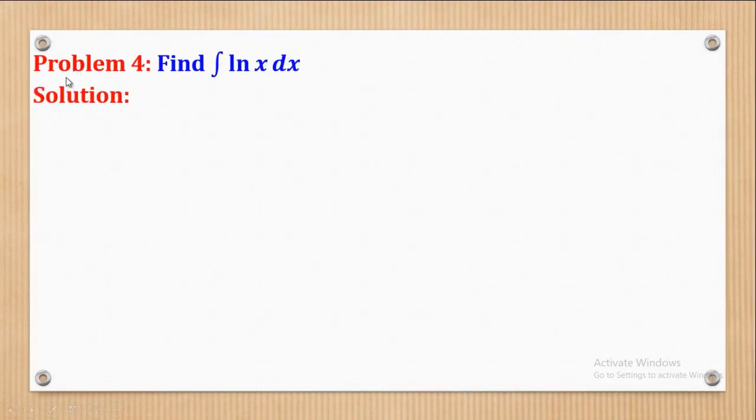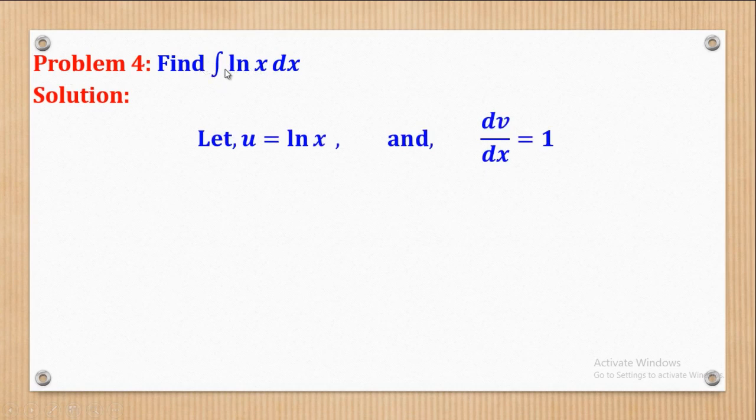So now we shall go to problem 4. Problem 4 says find the integral of ln x with respect to x. Still here, there is an imaginary 1. And this time, ln x cannot easily be integrated. So we shall let u be equal to ln x, and this 1, which is invisible, will be equal to dv dx.